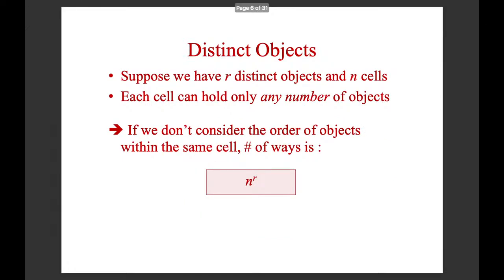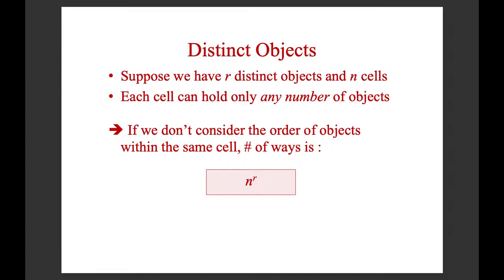Another scenario. Suppose that we have R distinct objects and n boxes, but this time each box can hold any number of objects, and we also don't care about the ordering of objects inside the box. How many ways are there? This is fairly easy. For each object, we ask which box we are putting it into. There are n choices for each object, and there are R objects altogether, so it is n to the power R.